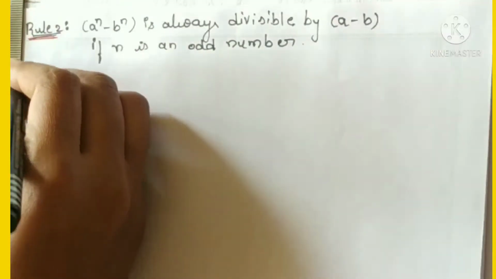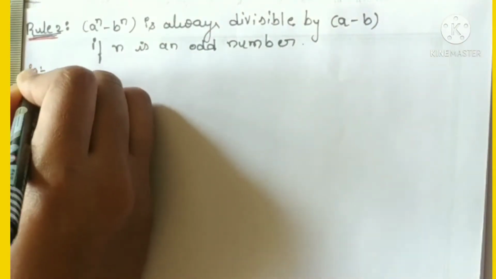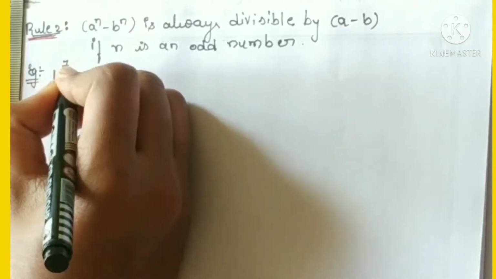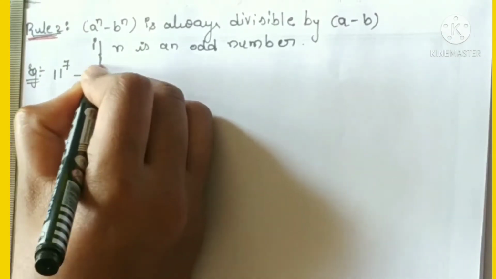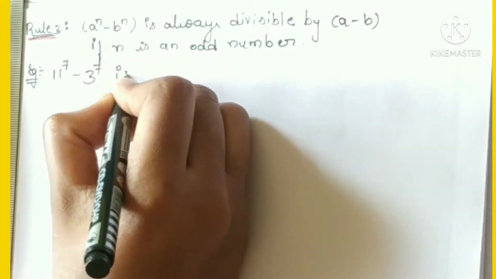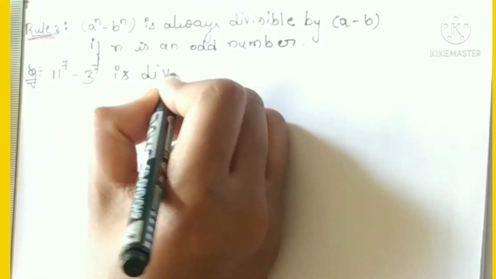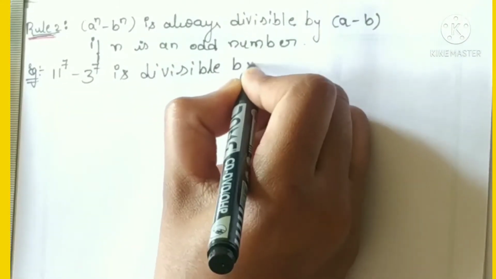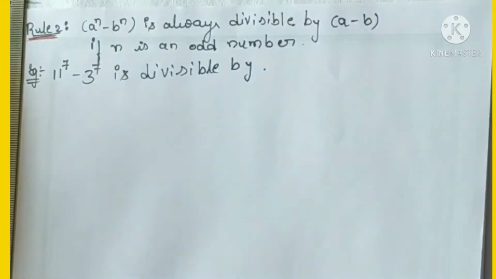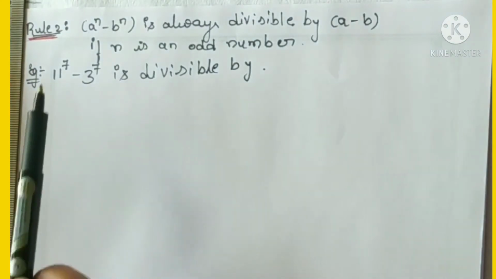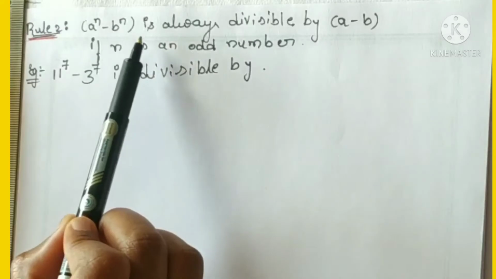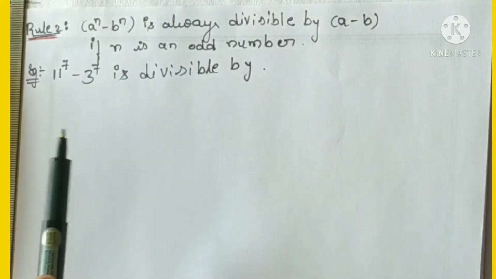Suppose 11 to the power of 7 minus 3 to the power of 7 is divisible by dash. Here if you observe, the given data is of the form a to the power of n minus b to the power of n, where n is odd.